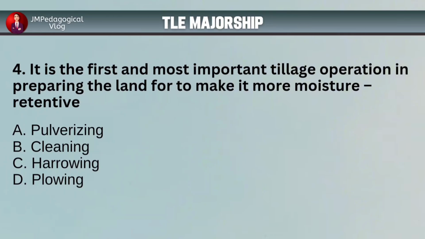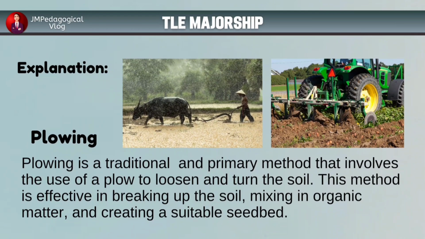4. It is the first and most important tillage operation in preparing the land to make it more moisture retentive. A. Pulverizing. B. Cleaning. C. Harrowing. D. Plowing. D. Plowing. Explanation: Plowing is a traditional and primary method that involves the use of a plow to loosen and turn the soil. This method is effective in breaking up the soil, mixing in organic matter, and creating a suitable seedbed.